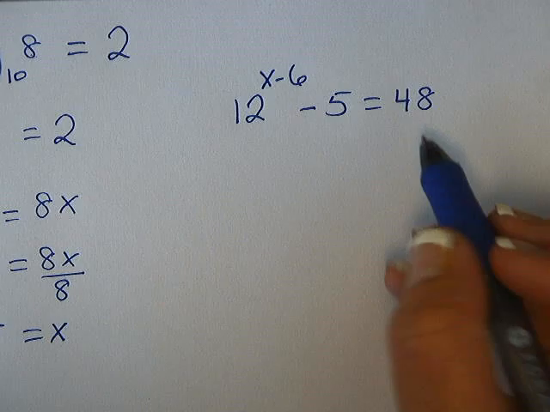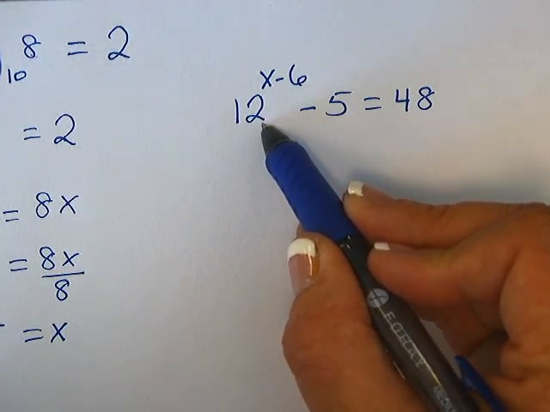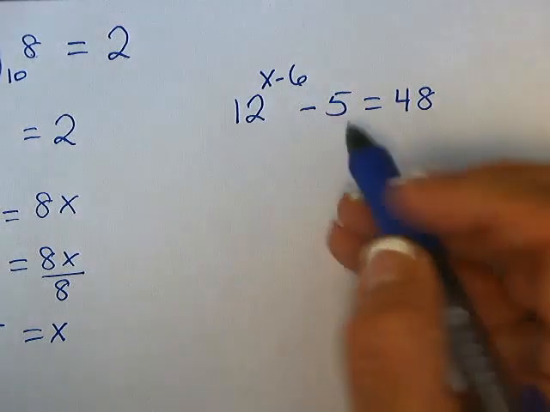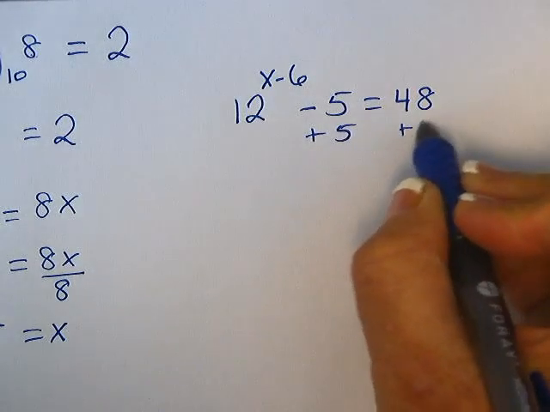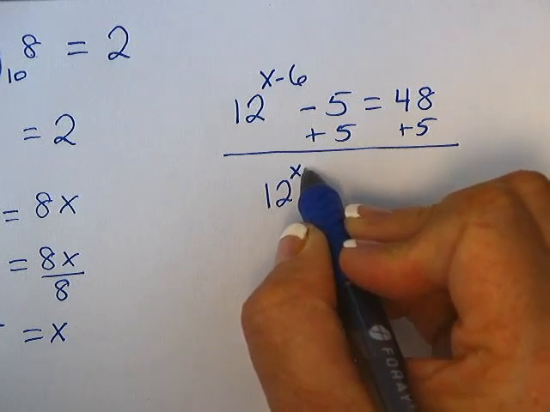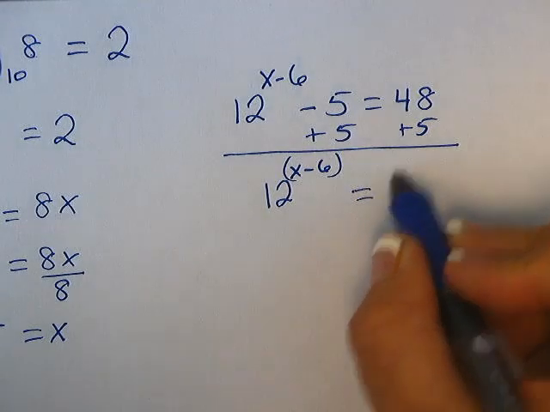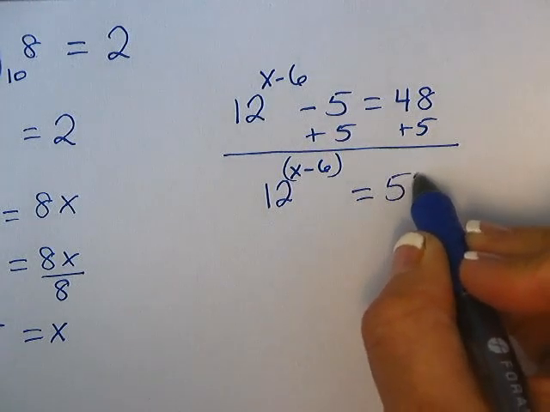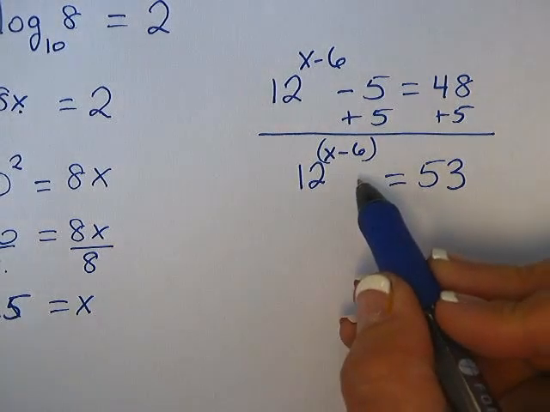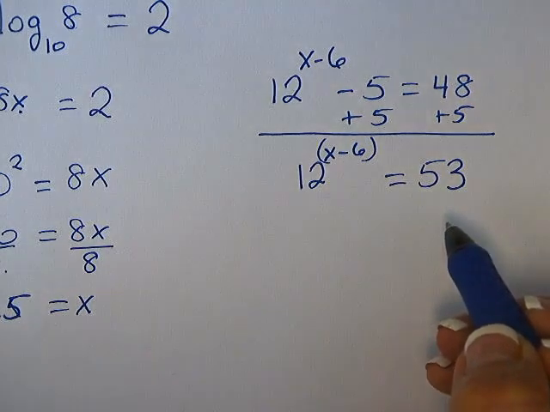So our first step is to get our exponential term by itself on one side of the equation. So I need to add 5 to move that to the other side. So I'm left with 12 to the x minus 6, and I'm going to put parentheses so it's clear that's the exponent, is equal to 53. Okay, so now we have our unknown in the exponent, and that term is by itself.